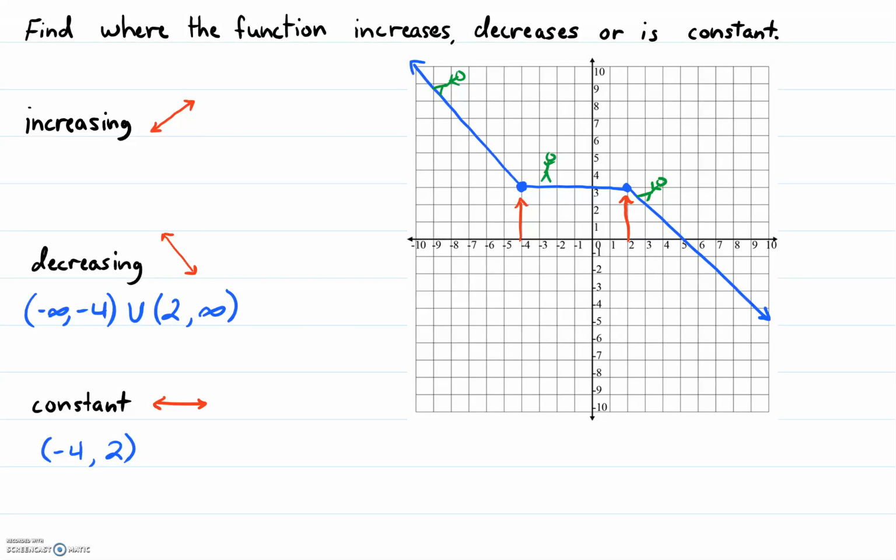And so for this particular example, there were no sections where we were going uphill or where we were increasing, so we don't have any interval answers for that. So just to review the answers, we were decreasing from negative infinity to -4, also from 2 to positive infinity, and we were constant from -4 to 2.